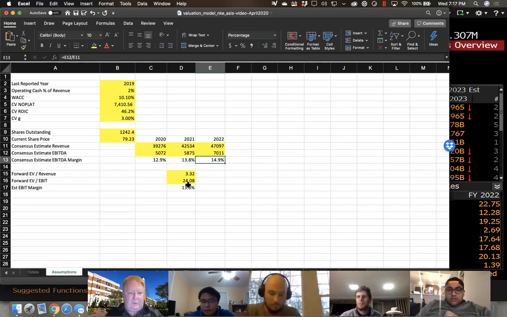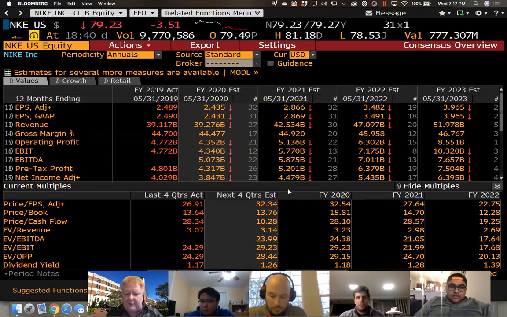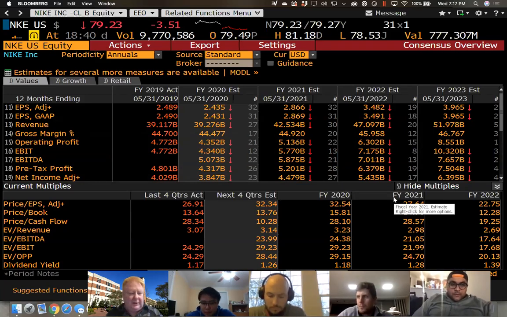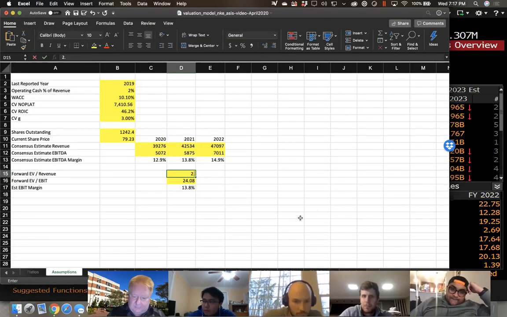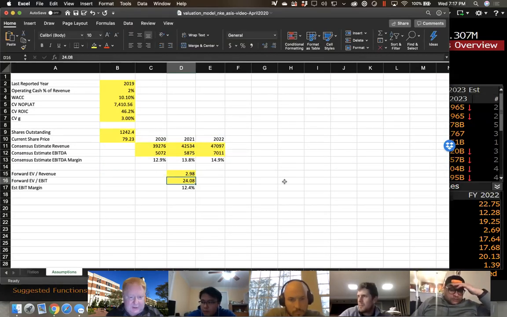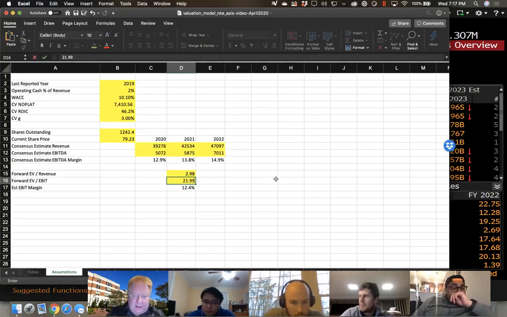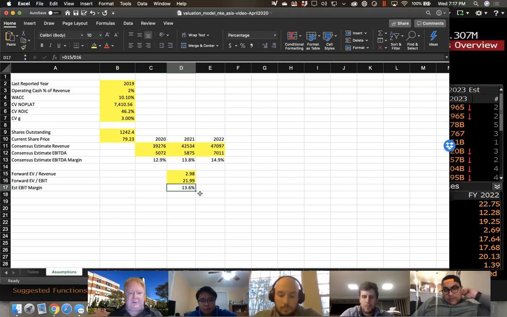And finally, the forward multiples are probably different today. So today, second forward year, they traded at an EV to sales, EV to revenue of 2.98 times revenue. And their EV to EBIT is 21.99 times second year forward EBIT, which suggests a 13.6 operating margin into perpetuity. So how does this play out?